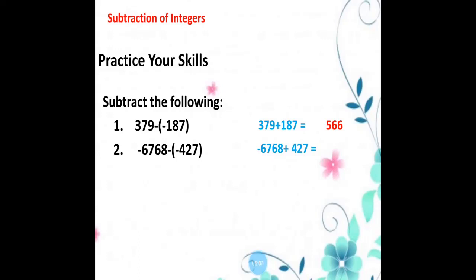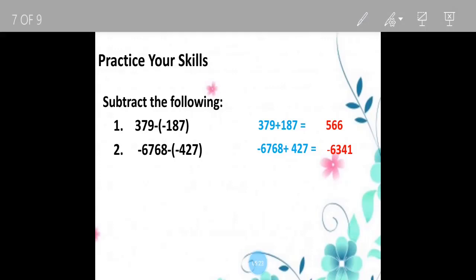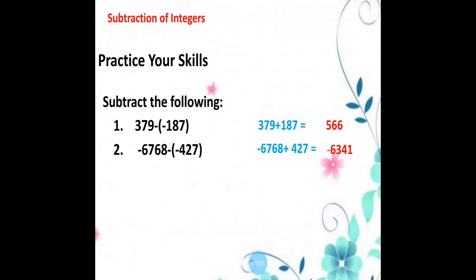What are we going to do if we have addition as the operation? We're going to subtract, then follow the sign of the bigger number, right? And the correct answer is negative 6,341. Next, number 3.